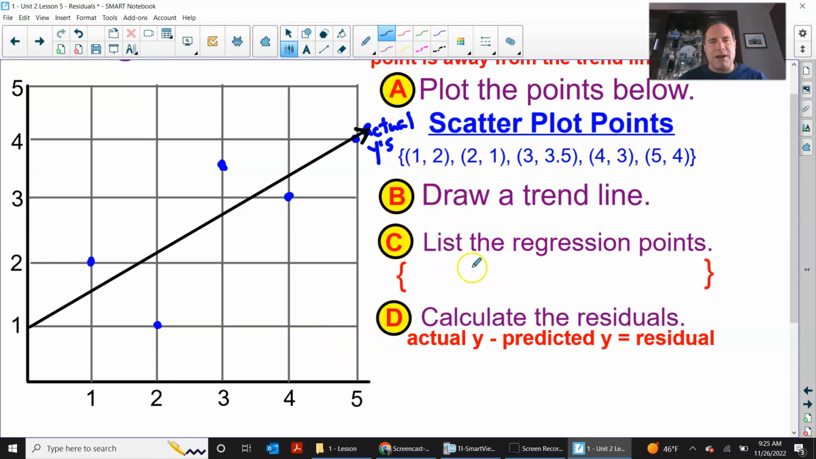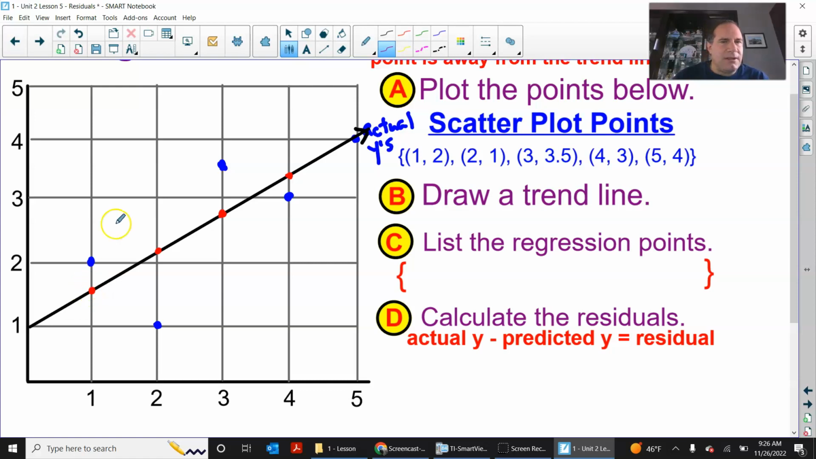Now I'm going to list the regression points. But before I do that, I'm going to just go along the trend line and put a point here. These are predicted values, right? Put a point here, put a point here, and put a point here. So you notice, even before we figure out what the regression points are, you see this right here going up. This in the red is a predicted value. The blue is the actual.